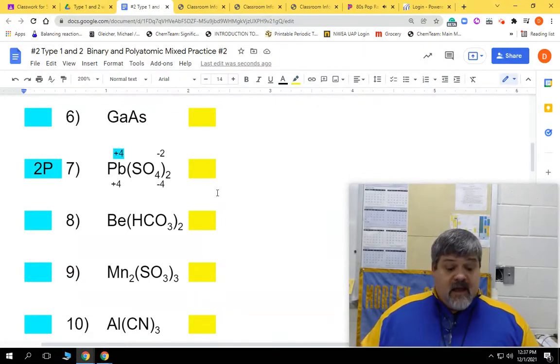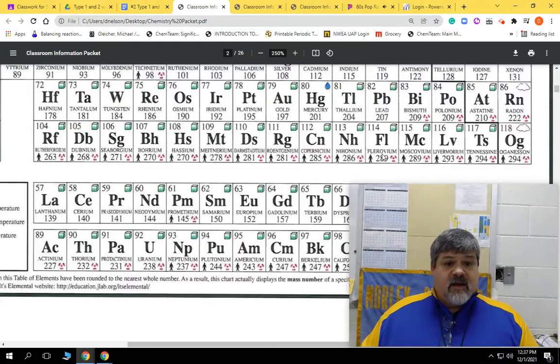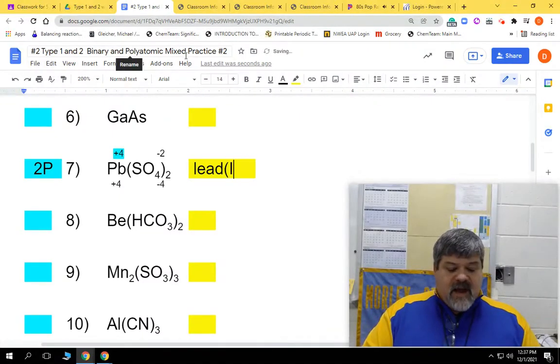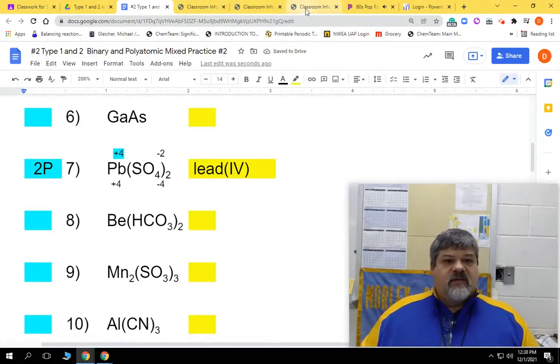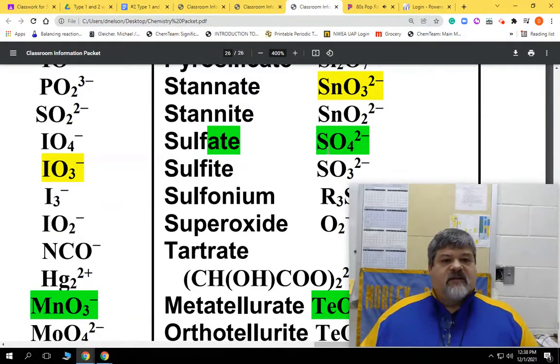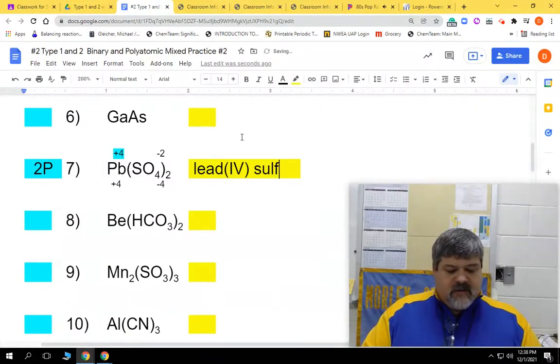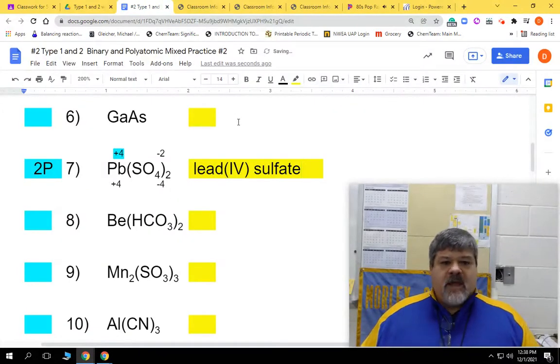So we're going to put in lead. Pb is lead. Let's double check and make sure that that's what it is. Pb, lead, there we go, we double checked it. We always should put our Roman numeral, and we're going to have 4. Remember, that's going to be IV. And then we do SO4. Remember SO4? That's right here. That is sulfate. So we're just going to write in sulfate. Hey, there's the name from the formula.